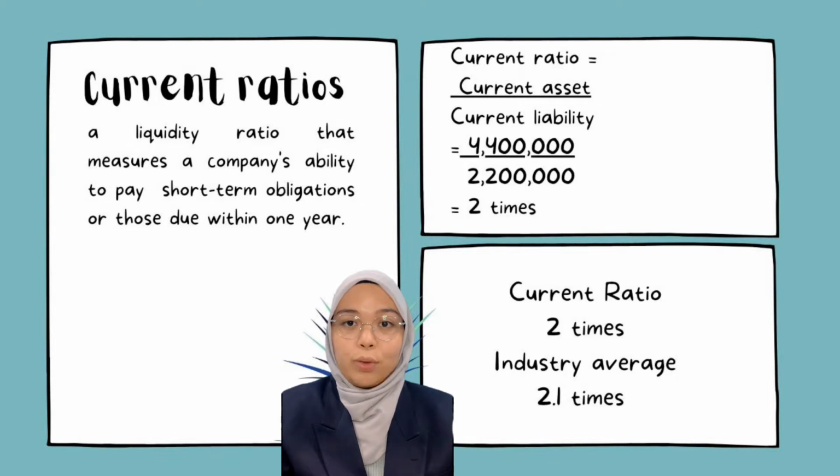4,400,000 divided by 2,200,000 equals a current ratio of 2 times. The current ratio is 2 times and the industry average is 2.1 times.